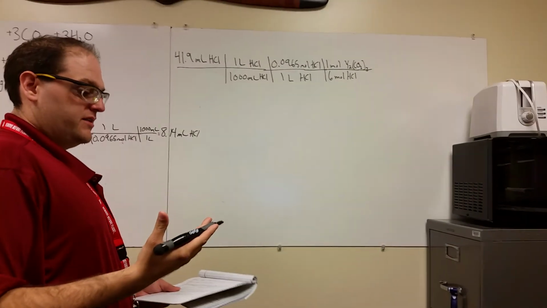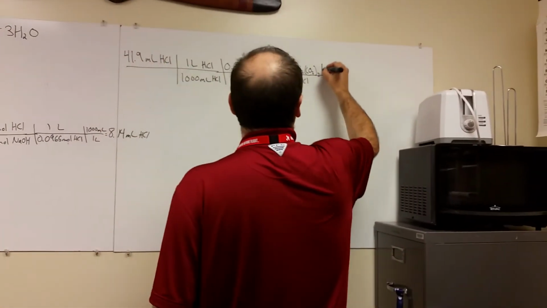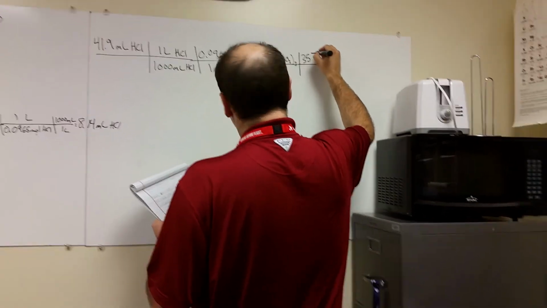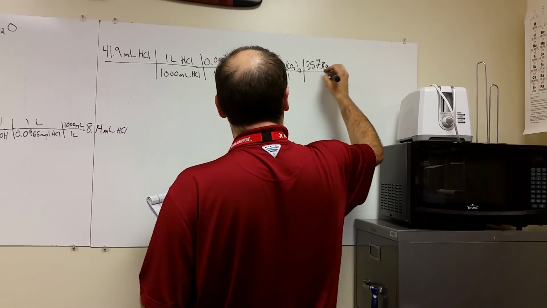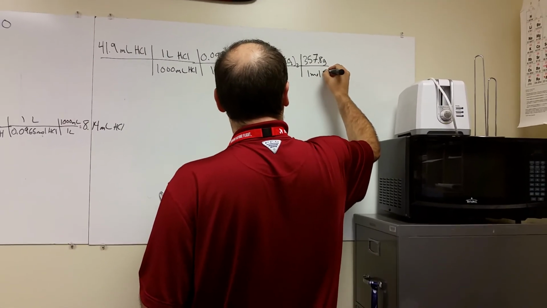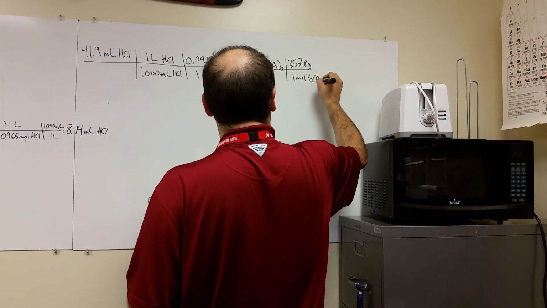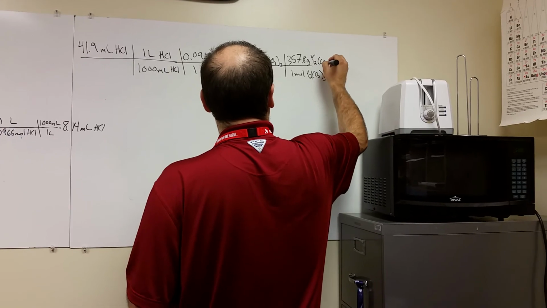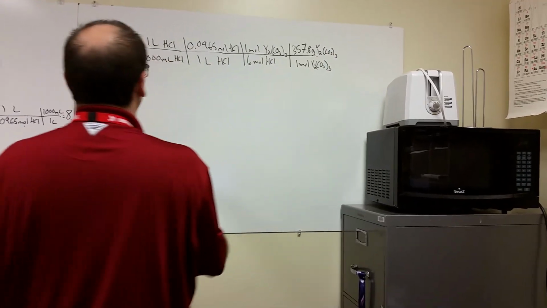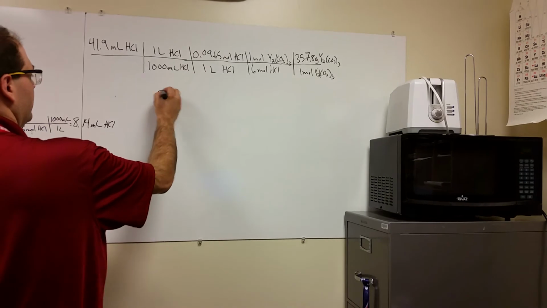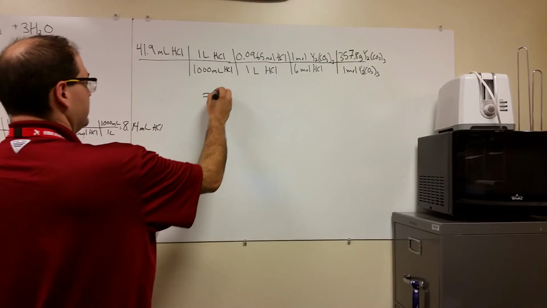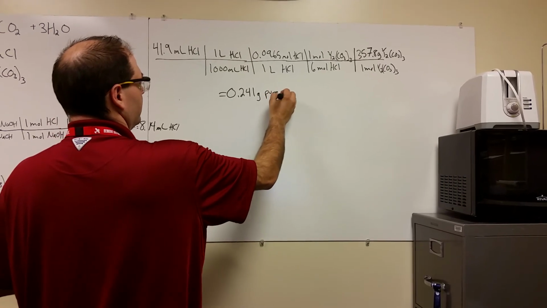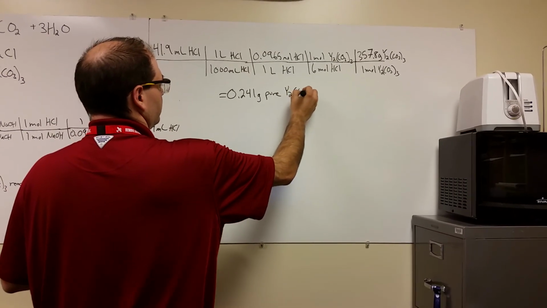Now we need to get the molar mass of yttrium carbonate. So the molar mass of yttrium carbonate is 357.8 grams per 1 mole of Y2(CO3)3. When we plug this into our calculators, we end up getting the answer here as 0.241 grams of pure yttrium carbonate.